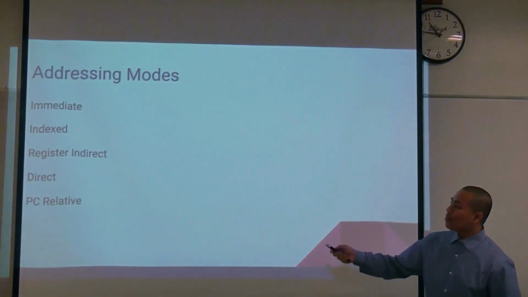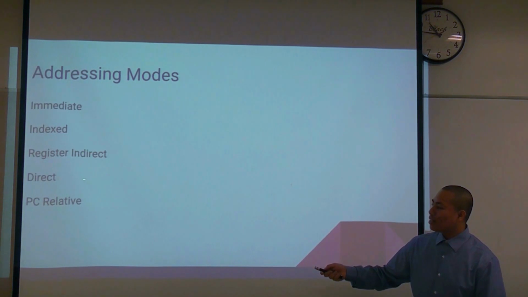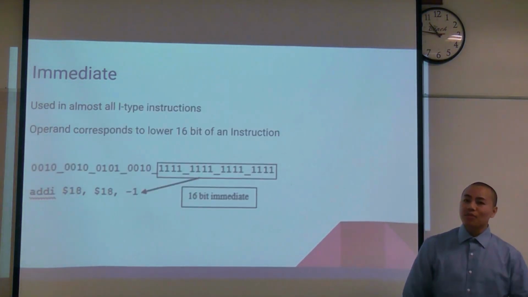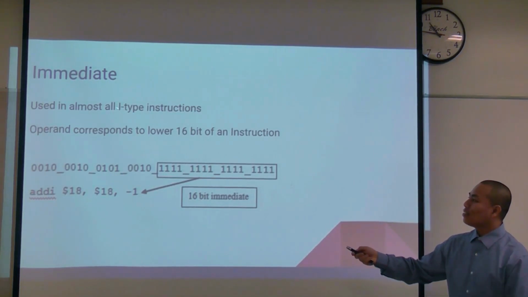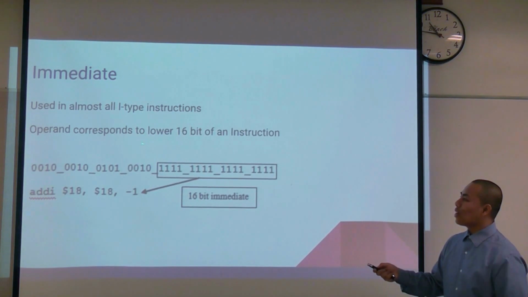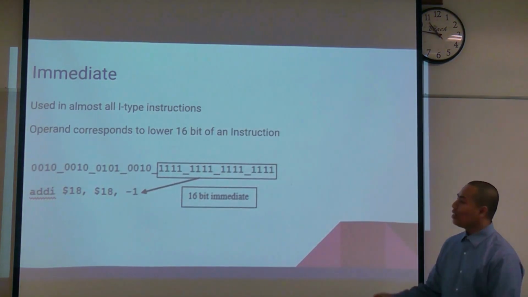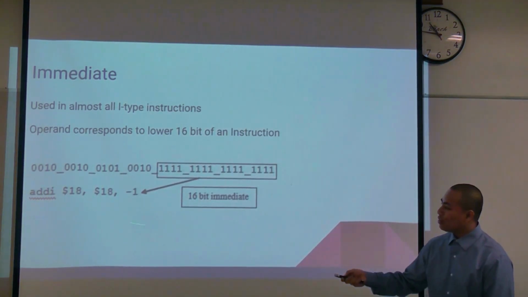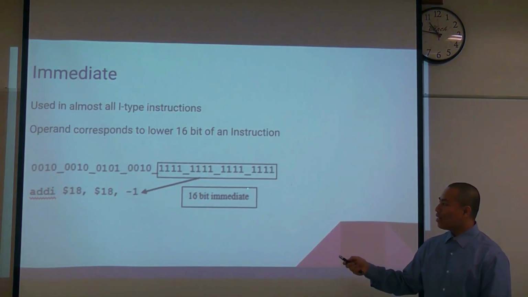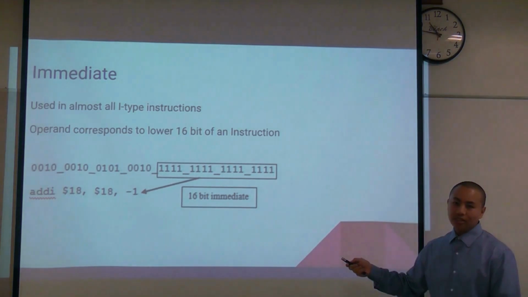Addressing modes, we have immediate, index, register, direct, and PC relative. Let's get into those. Let's get into the first one, immediate. This is used in almost all I-type instructions. And the operand corresponds to the lower 16 bits of an instruction like this instruction, for example. So it's always, the operand is encoded in the last 16 bits of the instruction.